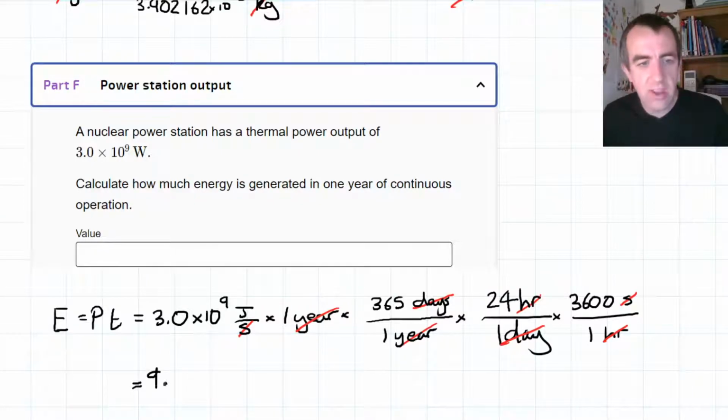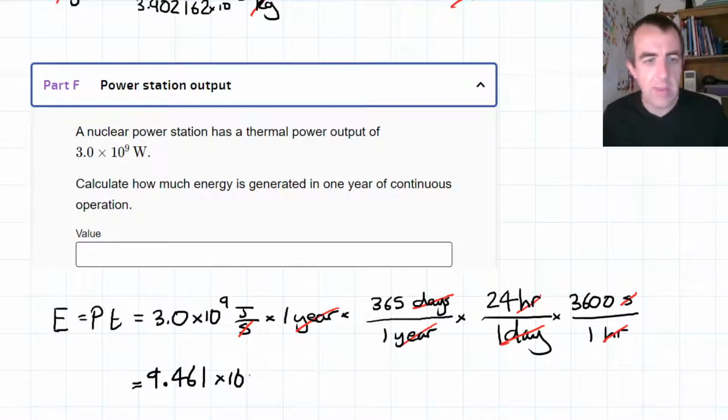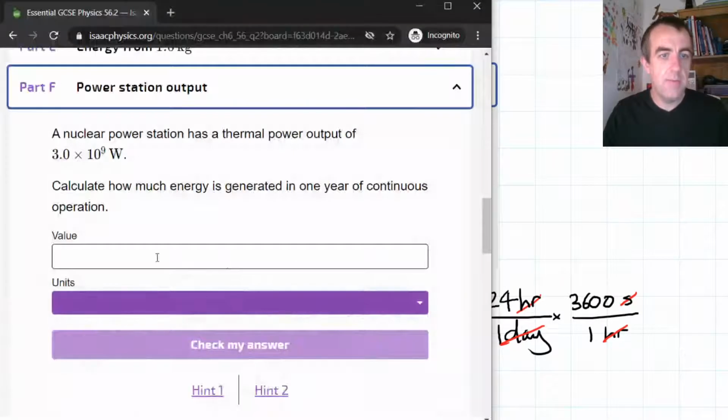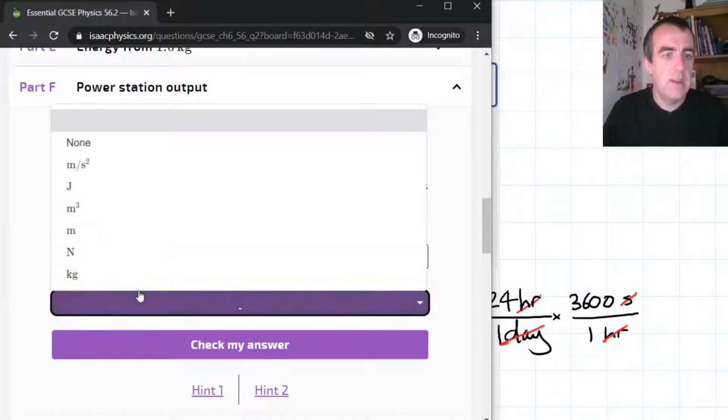So let's just check the energy. 9.461 to 4 significant figures times 10 to the 16. How many significant figures should I use? This is 2 significant figures, so I'll be using 2 significant figures in my final answer. I'll keep a couple of extra significant figures just so I can enter them into my calculation later. So I'm going to write 9.5 times 10 to the 16 joules, and let's see if it accepts it.